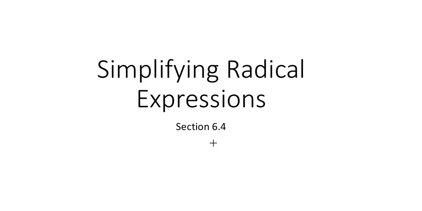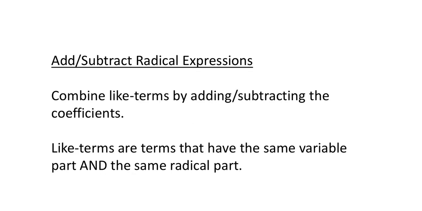In this video, we're going to take a look at section 6.4 on simplifying radical expressions. The first type of problem will have us adding and subtracting radical expressions. To do this, we will combine like terms, much like we would with polynomials, by adding or subtracting the coefficients. However, we have to expand our definition of what like terms are.